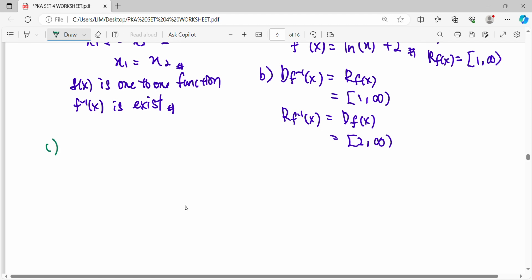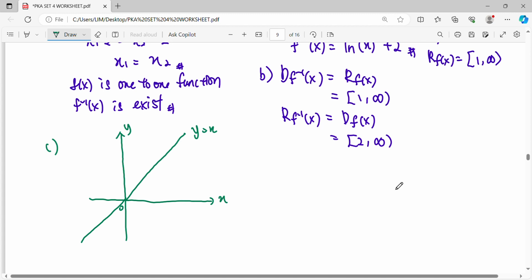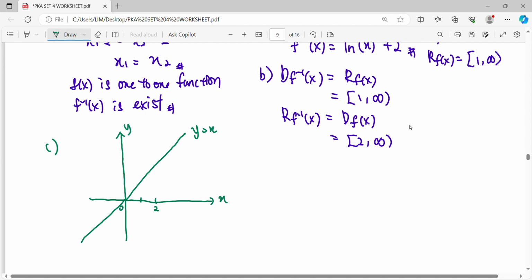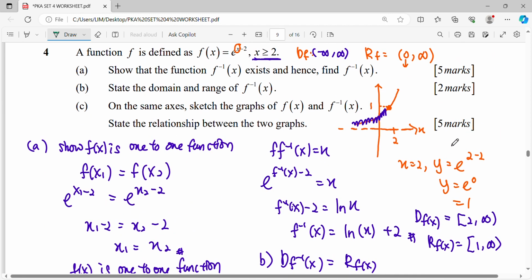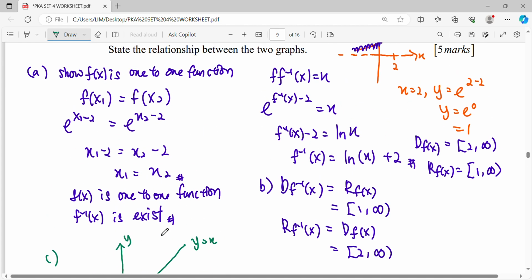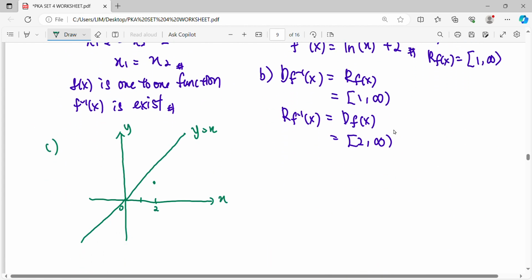So for question C, when we want to draw the function and its inverse function, we need the concept of reflection, where our axis of reflection is y equals x. So y equals x will pass through the origin. Then we look at the original function. When x equals 2, the value is 1, so the coordinate is 2 and 1. Then it will shoot up.